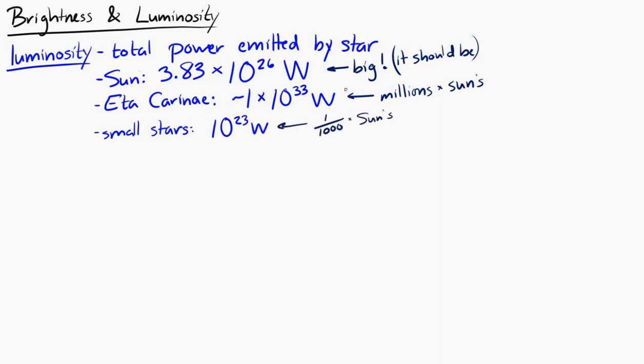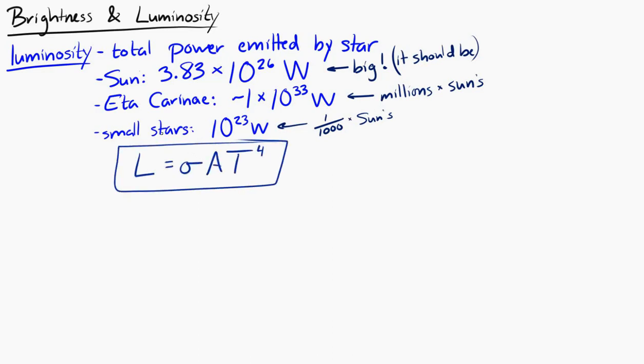And the luminosity of a star is equal to sigma A T to the 4th, which probably looks familiar. This is from the black body equation. Stars can be approximated as black bodies, with an emissivity of approximately 1. It's not entirely true. They're not perfect black bodies, but it's an okay approximation.